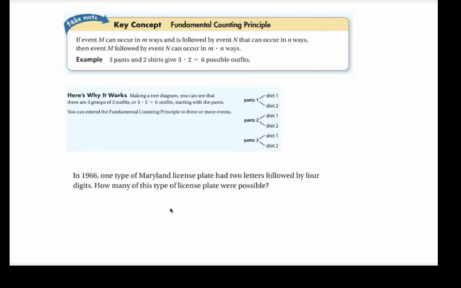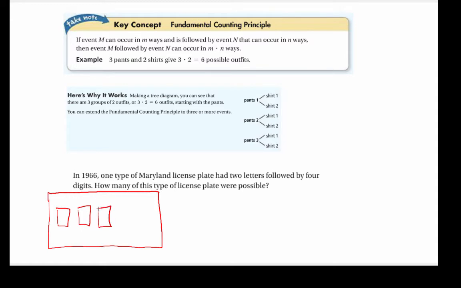In 1966, one type of Maryland license plate had 2 letters followed by 4 digits. How many of this type of license plate were possible? Well, if you think about our license plate, here's our rectangular license plate. In this license plate, we're going to have 2 letters followed by 4 numbers. So the question is how many possibilities go in each spot?